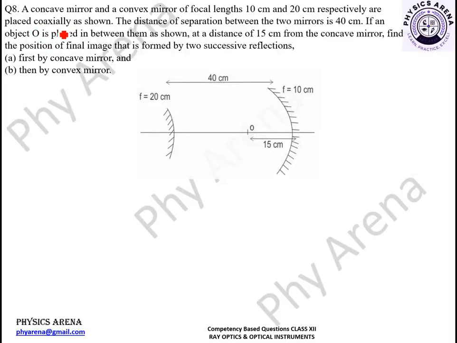Question 8. A concave mirror and a convex mirror of focal lengths 10 cm and 20 cm respectively are placed coaxially as shown in the figure. The distance of separation between the two mirrors is 40 cm. If an object O is placed in between the mirrors at a distance of 15 cm from the concave mirror, we need to find the position of the final image that is formed by the two successive reflections.